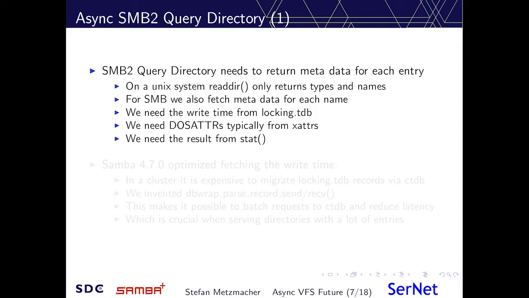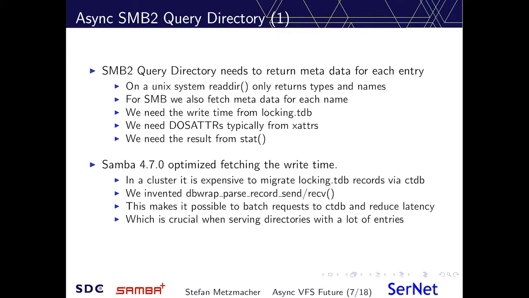We had problems with async SMB2 Query Directory. The problem is that readdir, for example, just returns the type and the name of the entries in the directory. And for SMB, we need to return more metadata information for each name when the client asks us. For example, we need the up-to-date write time. We saw that in the locking.tdb, that's the database Volker was talking about in his talk. Then we have DOS attributes where you store if a file should be hidden or things like that. And that's typically stored in a getxattr on the file. And then, of course, we need the information from the stat buffer.